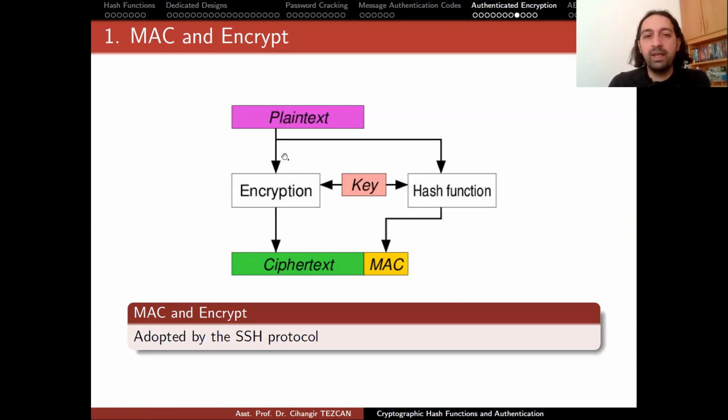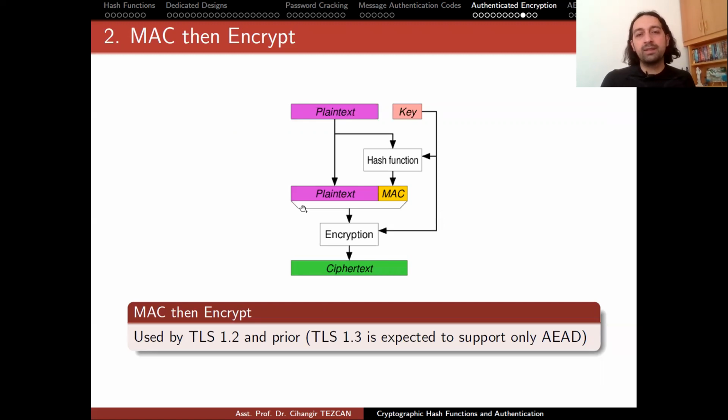You take the plain text, encrypt it with your encryption algorithm and with your secret key to obtain ciphertext, but you also use the same secret key in your hash function, probably HMAC, and provide the tag. This method is adopted by the SSH protocol. It is used there. And the second one is MAC then encrypt.